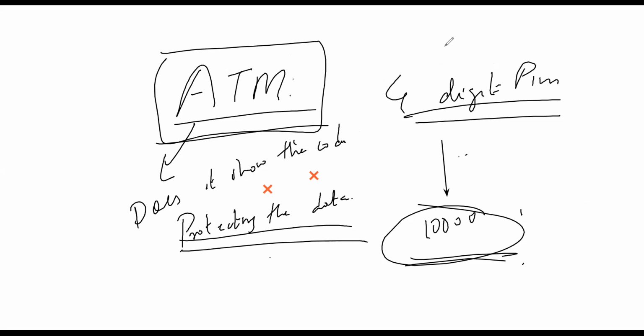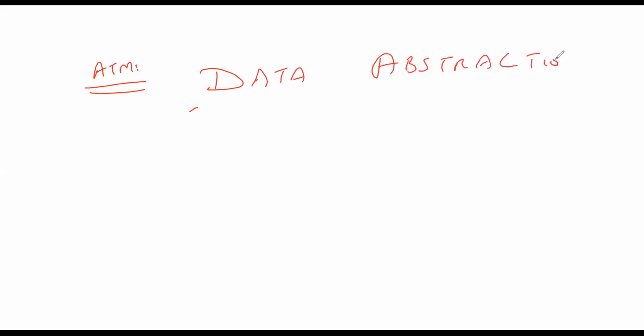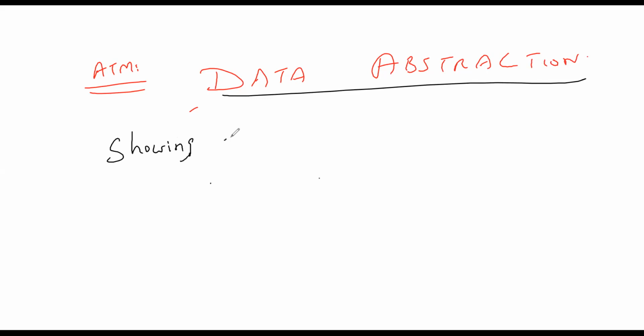So what is the ATM doing? It is showing the customer the 4-digit PIN and withdrawal thing. Correct? But it is not showing the codes. So this in the ATM scenario is called as what? Data abstraction. Which means showing the essential features. What is my essential feature? The PIN and the amount we withdraw, right?